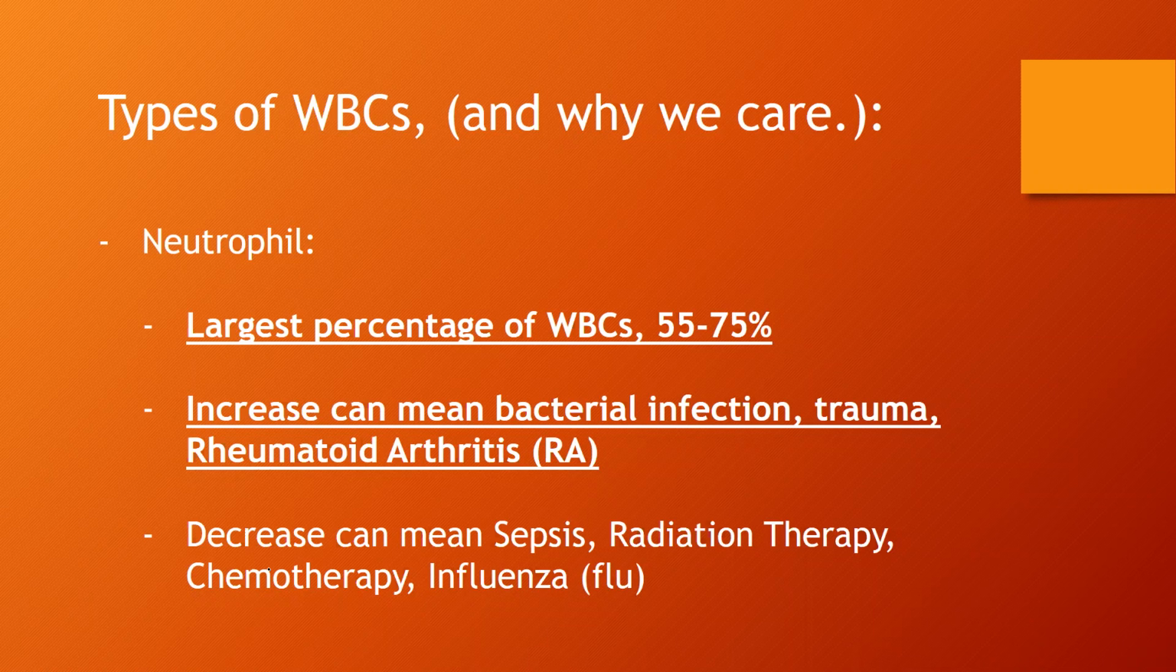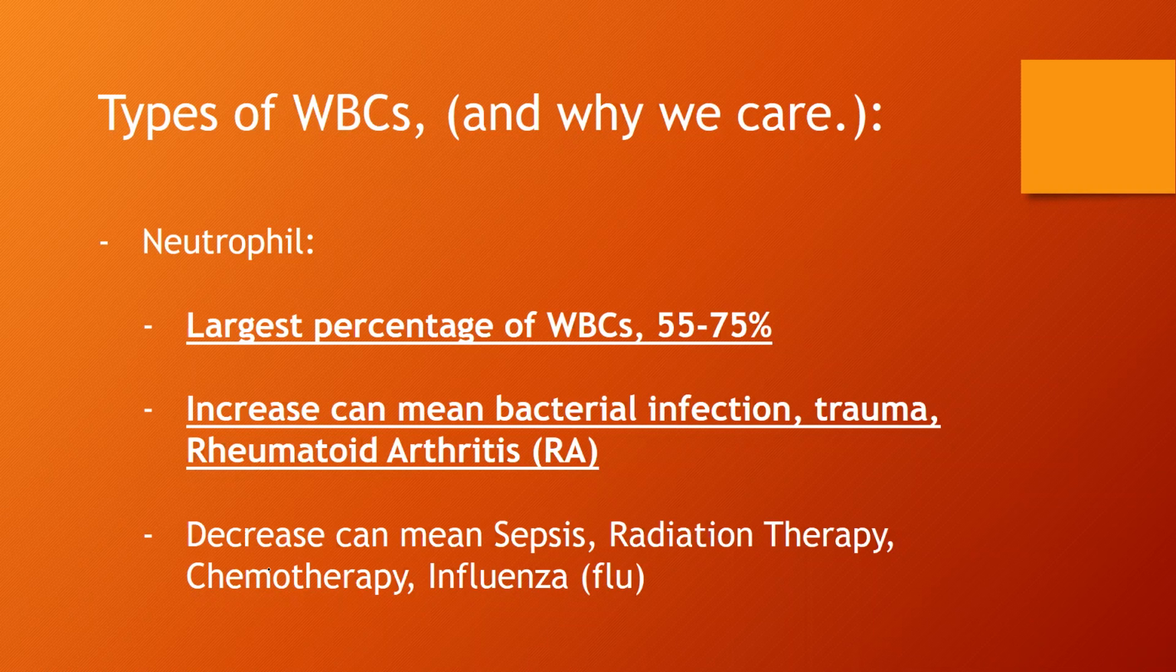And if you remember from 9 o'clock, that's when these guys go and gobble up the bad guys and die. They're a one-time killer. And then they just kind of float to the surface of the skin where the body rejects them because they're a waste product. And that's where we get pus. So that's the vast majority of your white blood cells. They're the first line of defense.